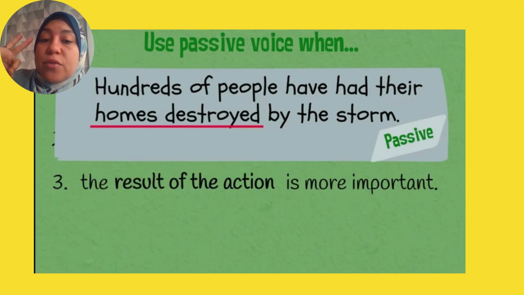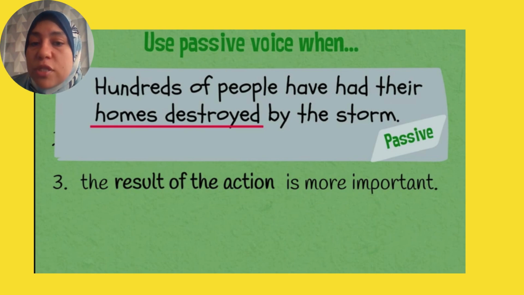Third one, the result of the action is more important. Hundreds of people have had their homes destroyed by the storm. So here, the action is very important, more than anything, in this form of the passive voice.